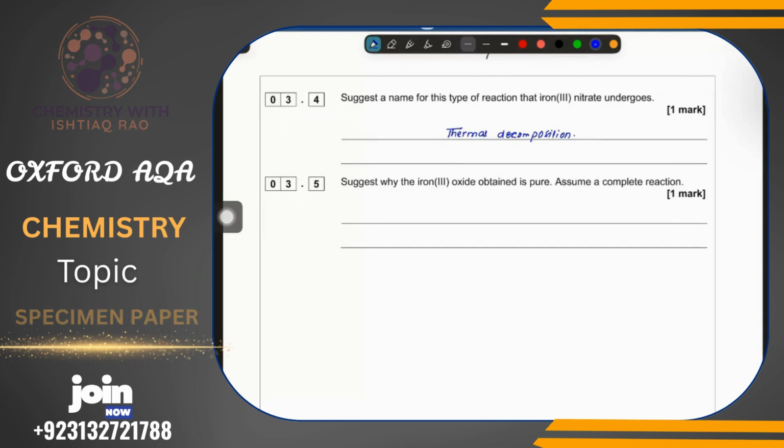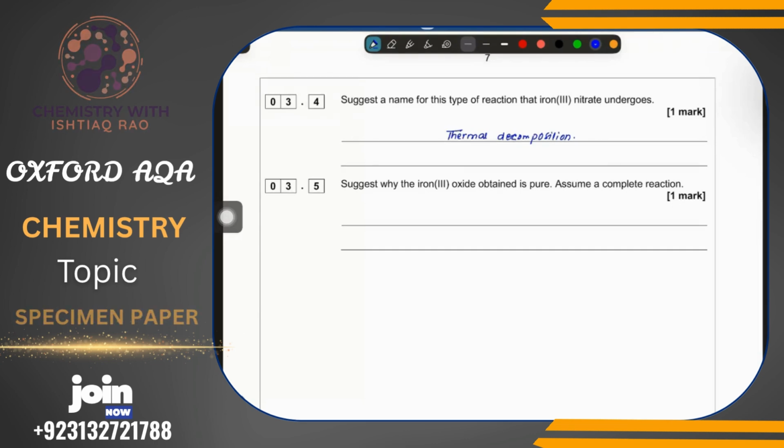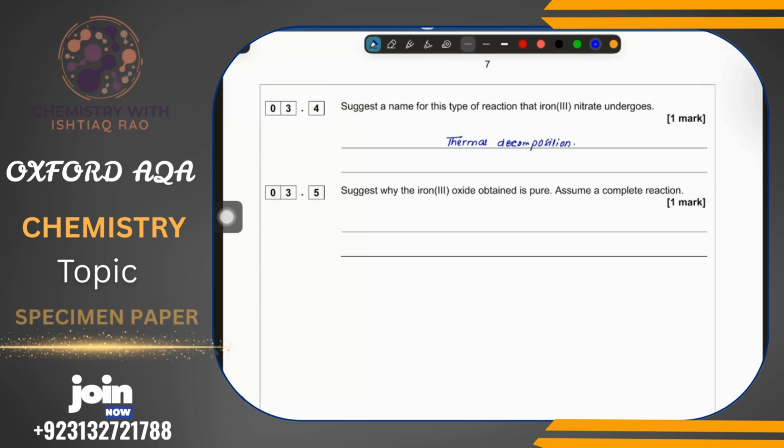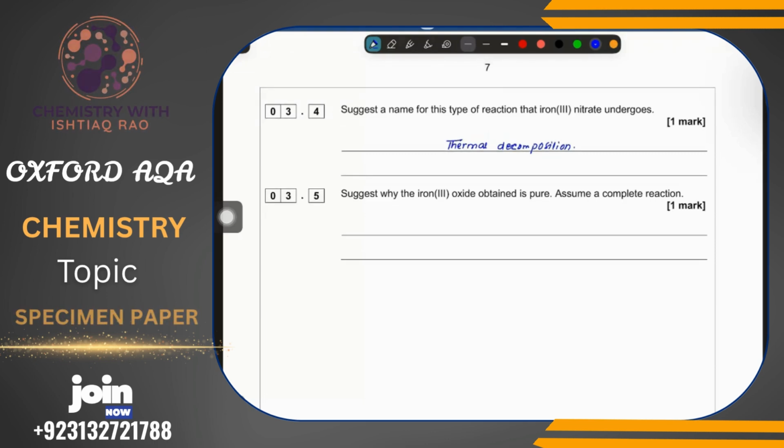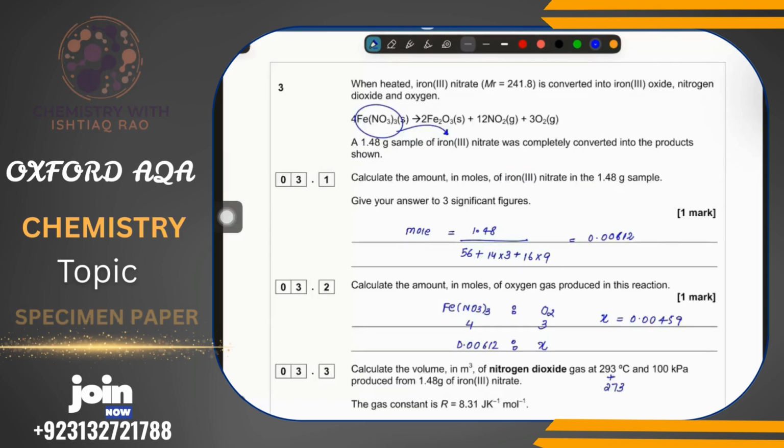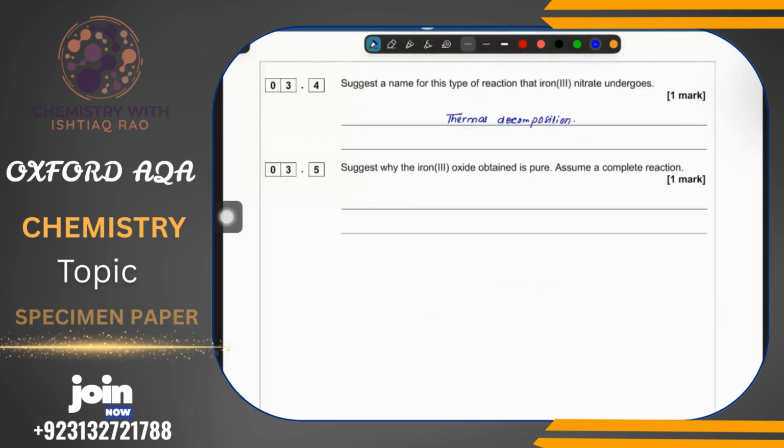Suggest why the iron 3 oxide obtained is pure. Assume a complete reaction. What do they even mean by pure? If you can see this equation, we have the three products: a solid, plus a gas, and then plus a gas. So all the other products are gases and iron oxide is a solid. Can I say the temperature is very high because of that?